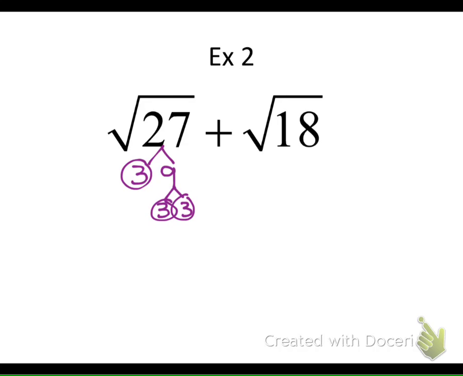Okay? And then I go ahead and I factor my other square root just to have it all done at once. 6 and 3. And then 3 and 2 for 6.